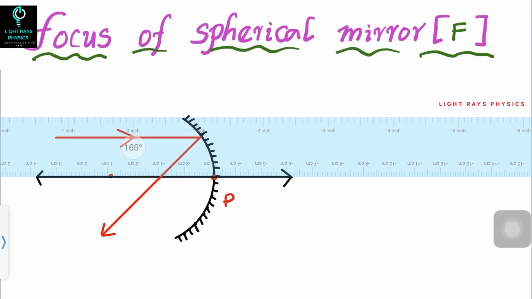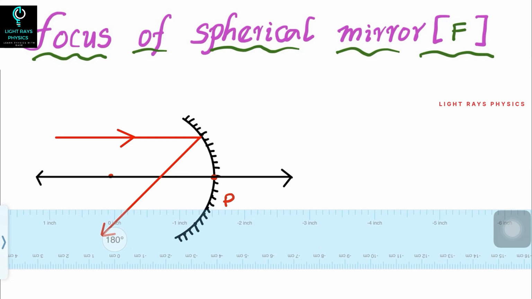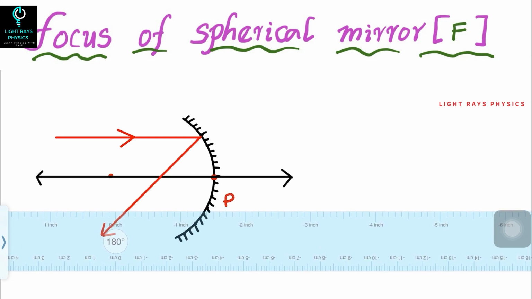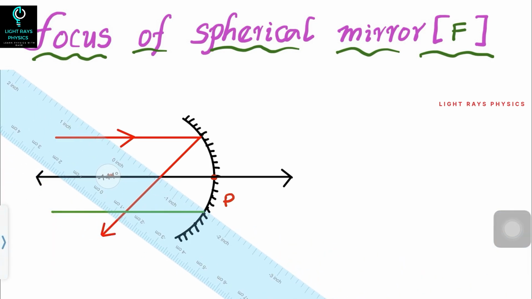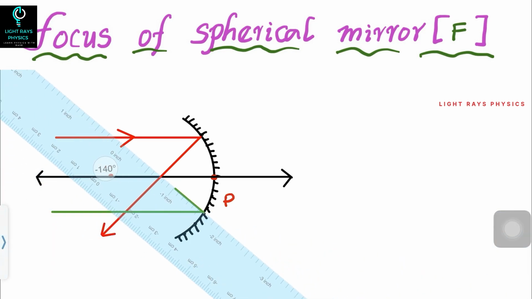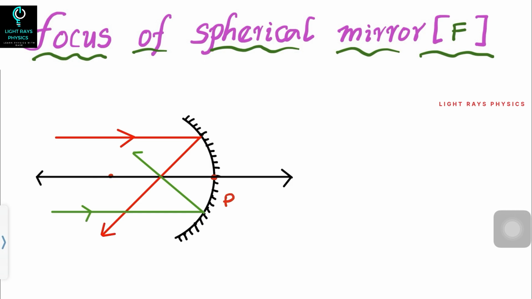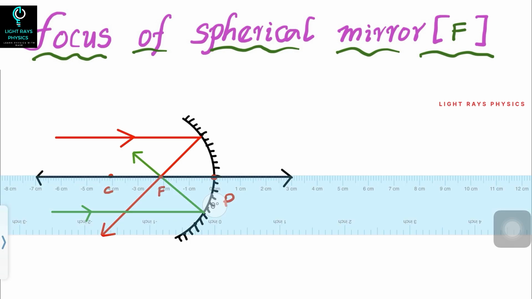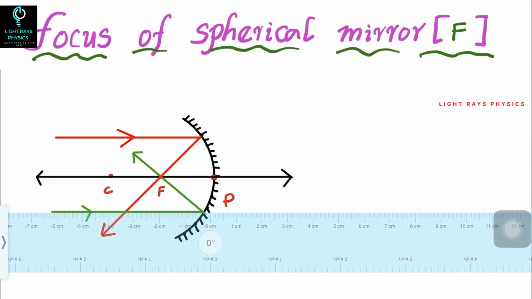Now let us repeat the same activity for the ray below the principal axis. A light ray which is moving parallel to the principal axis, after reflection moves through a point. Now let us indicate the direction of the light ray with arrows. Now these two reflected rays are meeting at a point called the focus, and it is denoted with the symbol capital F.